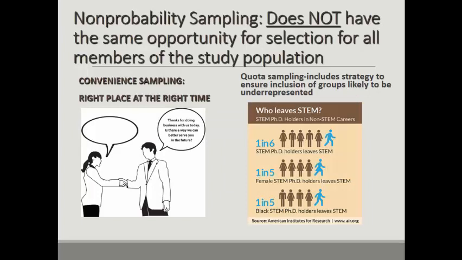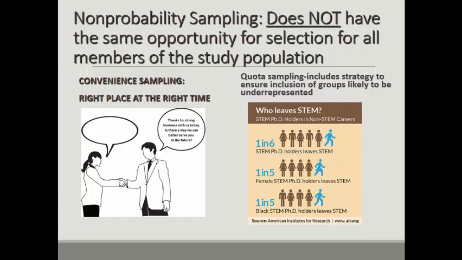Non-probability sampling does not involve the same opportunity for selection for all of the members of the study population. A non-probability sampling method frequently seen in healthcare is called convenience sampling. Convenience sampling involves asking the people that just happen to be there at the time of the study. We sometimes say the participants were in the right place at the right time. You'll see in this cartoon an example of that. Thanks for doing business with us today. Is there a better way we can serve you in the future? They are asking the survey question to whoever came in that particular day to their business. That's an example of convenience sampling.